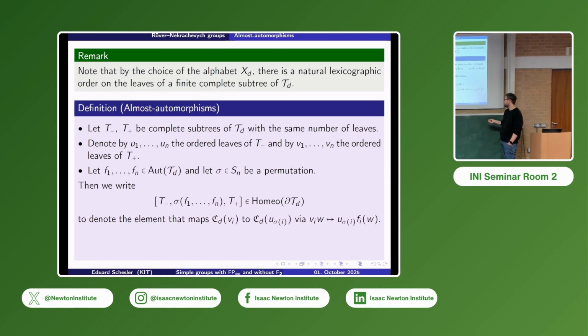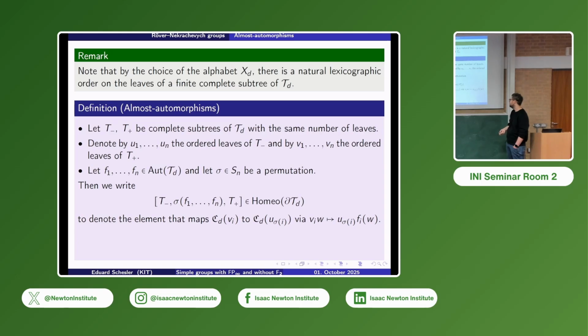So then we can define the homomorphism of the boundary, denoted by this triple of T minus, T plus, and in the middle we have the permutation and the tree automorphism, just by sending the cone associated to Vi, which lies in T plus, to the cone U sigma of i, which is in T minus, and it sends an element of the word of the form ViW by applying Fi to W, replacing V by U, and applying sigma to i.